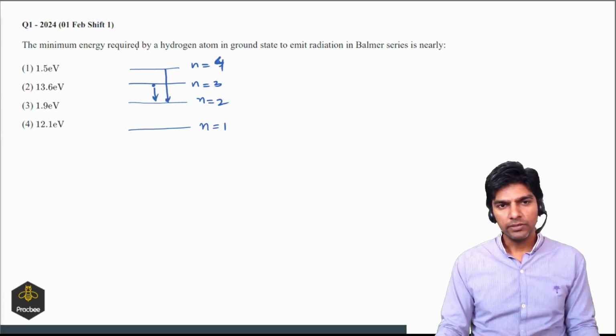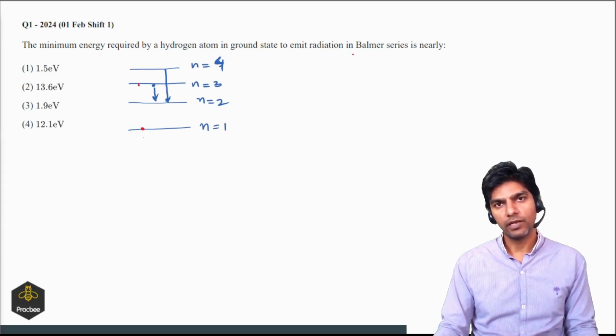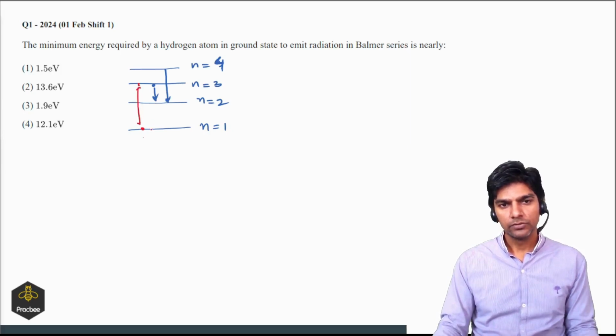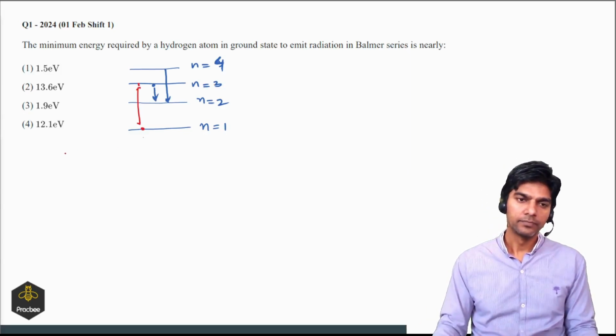Right, so the minimum energy required by the hydrogen atom in ground state to emit radiation. Basically, you have to excite the electron from ground state to the second excited state. Only then it will be able to emit radiation in Balmer series. So that should be the minimum energy, right? The energy gap between the ground state and that excited state will be the answer. So let us find that.